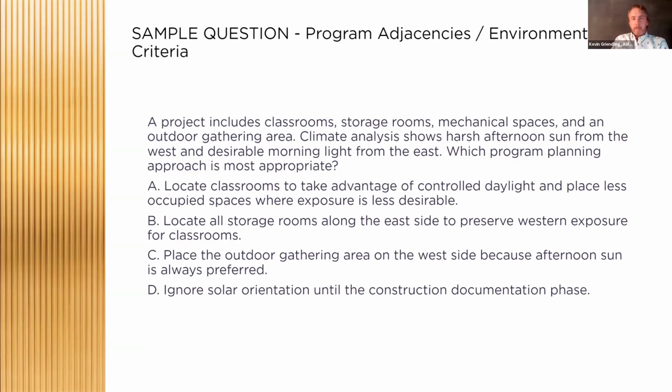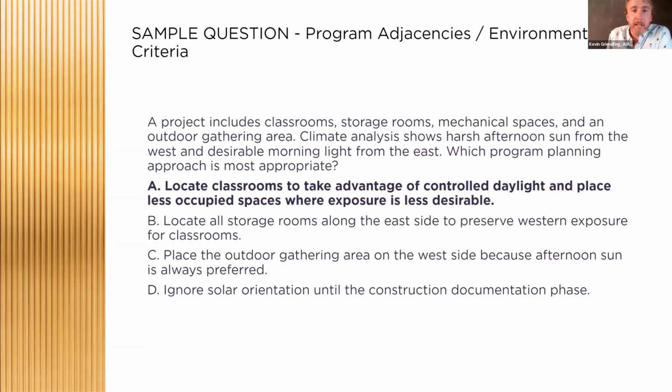A project includes classrooms, storage rooms, mechanical spaces, and an outdoor gathering area. Climate analysis shows harsh afternoon sun from the west and desirable morning light from the east. Which program planning approach is most appropriate? Locate the classrooms to take advantage of controlled daylight and place less occupied spaces where the exposure is less desirable. Locate all storage rooms along the east side to preserve western exposure for all classrooms. Place the outdoor gathering area on the west side because the afternoon sun is always preferred, or ignore solar orientation until the construction document phase.